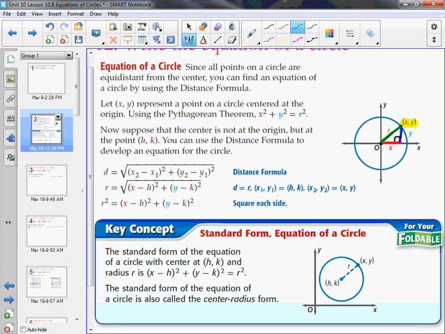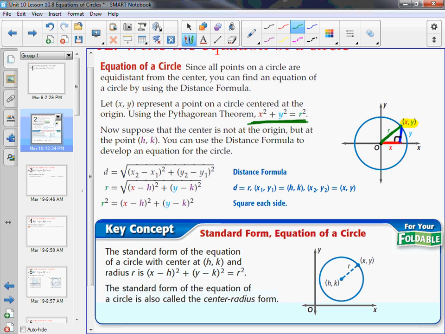So r for radius. Well, then the Pythagorean theorem tells us that one leg squared plus the other leg squared equals the hypotenuse squared. So x squared plus y squared equals r squared. That's an equation of a circle. x squared plus y squared equals whatever the radius is, squared, is the equation of a circle whose center is at the origin. Okay?